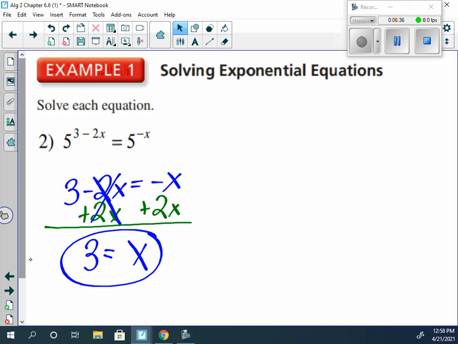So the order in which we add or subtract or move things really doesn't matter. We just need to see which one we want to do first. And it just works out adding 2x to both sides actually is a lot faster. Any questions on any of this here?